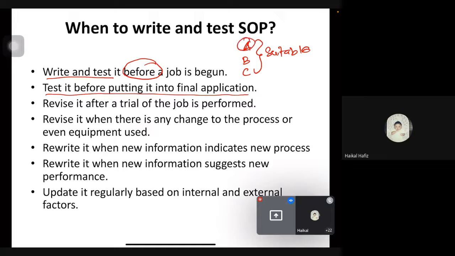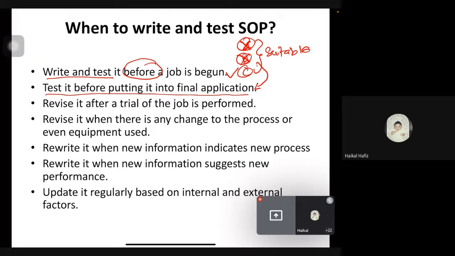So you have options A, B, and C. You run them, see which one is the most suitable, and then you put it in the final application. Perhaps A and B are not suitable. C is going to be the most suitable process or procedure. The SOP is going to be the most applicable when you perform the task. So you're going to use method C.